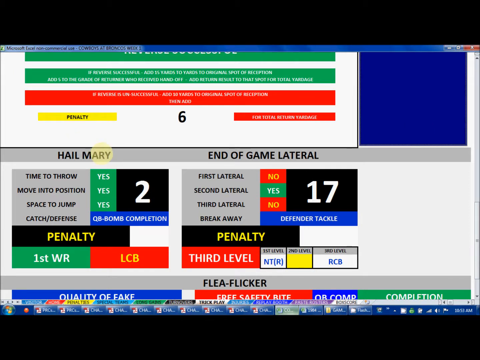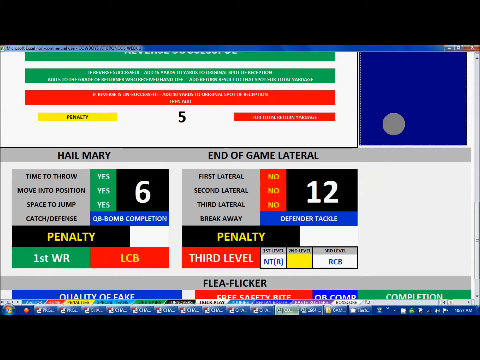Right? That's going to be complete most likely, right? The quarterback had time to throw. The receiver moved into position. He had space to jump. It says to use the quarterback bomb completion, and that, unless it's someone who completed a very low percentage of passes during the year, that's a Hail Mary. That's going to work, and the Hail Mary is always for a touchdown. And this tells you whether a penalty is on the play and who the receiver or the defender is involved in the play.